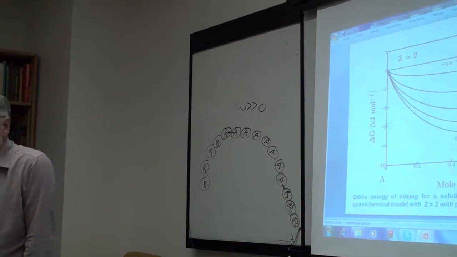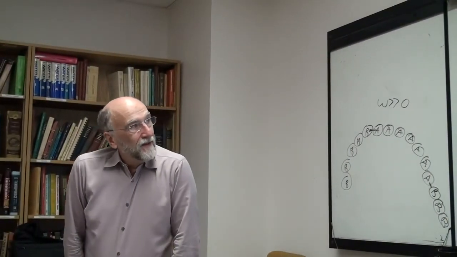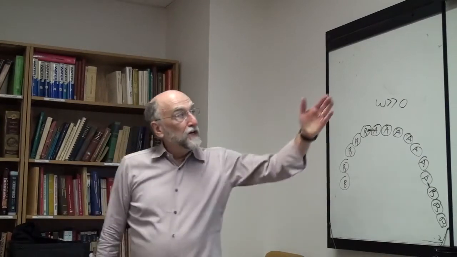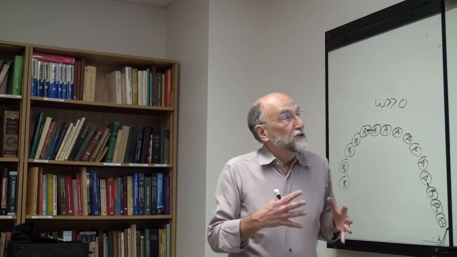Okay, now the question was, well, is this just an artifact of the entropy equation? The entropy equation that we use in the quasi-chemical model is approximate, as Z is not equal to 2. So is this an artifact of the approximation?